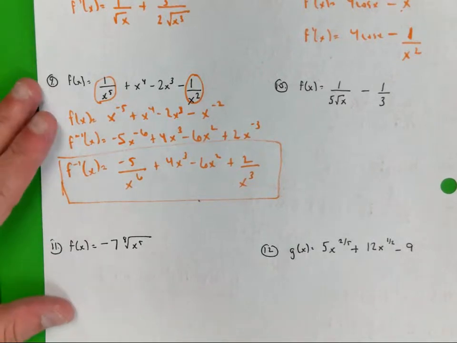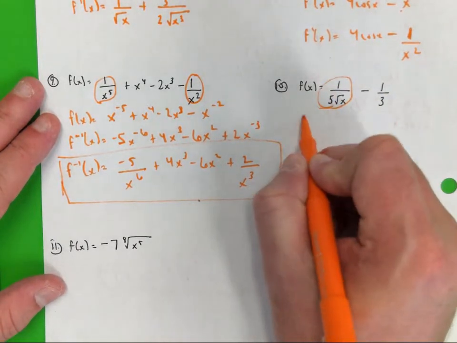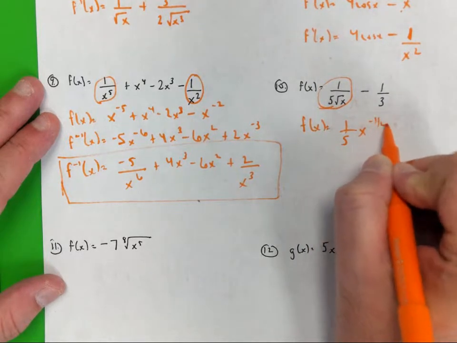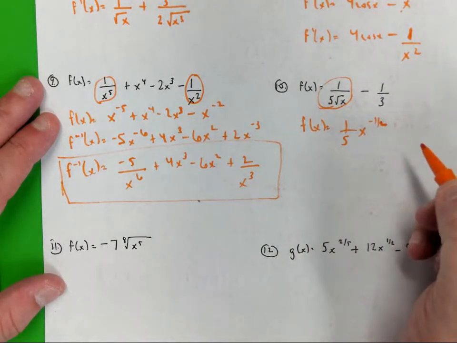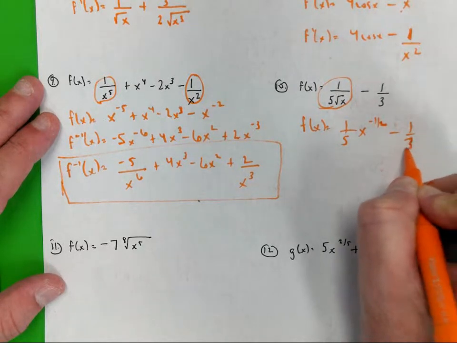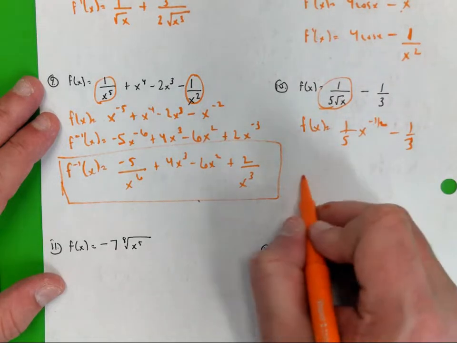Number 10. Do I need to rewrite anything on number 10? Yes, that first term gives me some trouble. So I'm going to rewrite that as 1/5 x to the negative 1/2. It's 1/2 because it's the square root. It's negative because it was in the denominator. Do I have to worry about that negative 1/3? No, because that's a constant, so I don't have to worry about that.